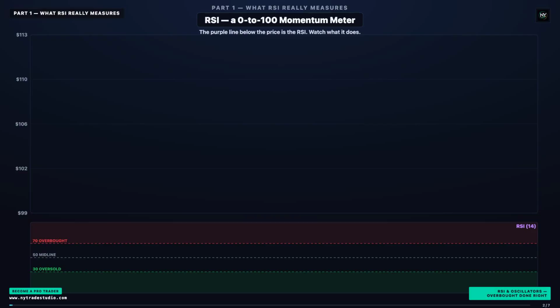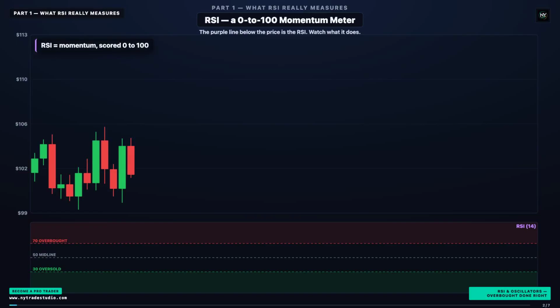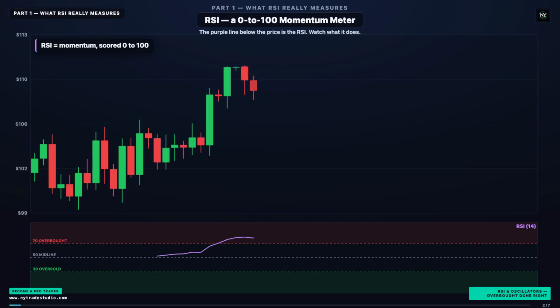It stands for the Relative Strength Index, and the simplest way to picture it is a momentum meter that rides along underneath the price, scored from 0 to 100. That purple line in the lower pane is the RSI. Here is everything it does.